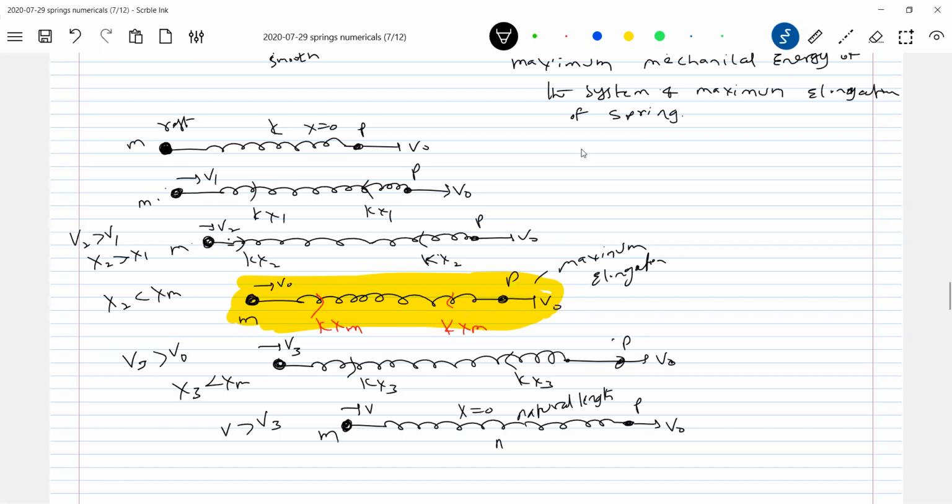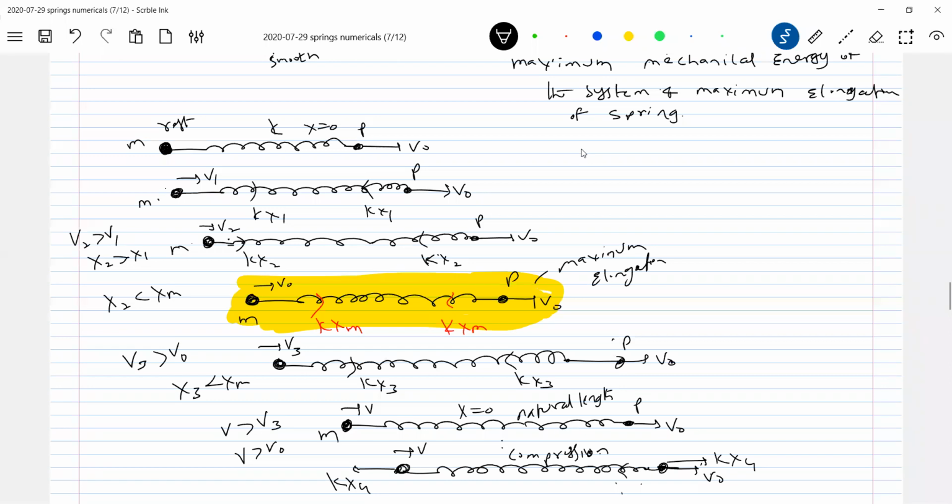After this, what is the sequence? Now the velocity of the block is more than that of P. So you can see that V is greater than V3 and V is greater than V0 also. So now what will happen to the block? The spring will undergo compression. Here the spring force will act like this. So what is the state of the spring? Compression.